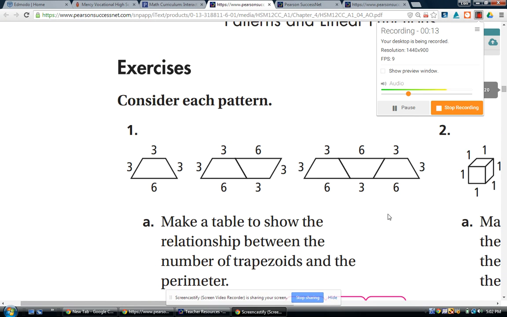Number 1, I want you to think about this. So pause the video and try to do this on your own, and then I'm going to walk you through the steps after you've paused it. So at this point, you should pause, and then I will walk you through the steps.